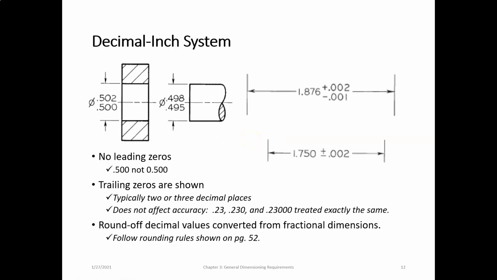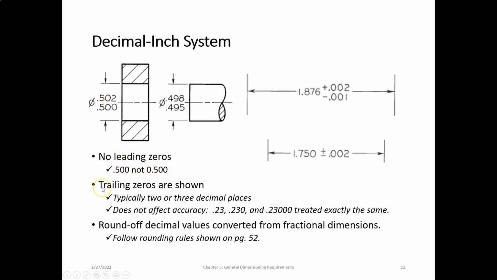So here's some examples of the decimal inch system. By the way, all dimensions shall be applied in decimal format. That is one of the rules of the ASME Y14.5 standard. So we only use decimals, no fractions. All right. So in the decimal inch system, we want no leading zeros, right? So we want .500 as we see up here, not 0.500.